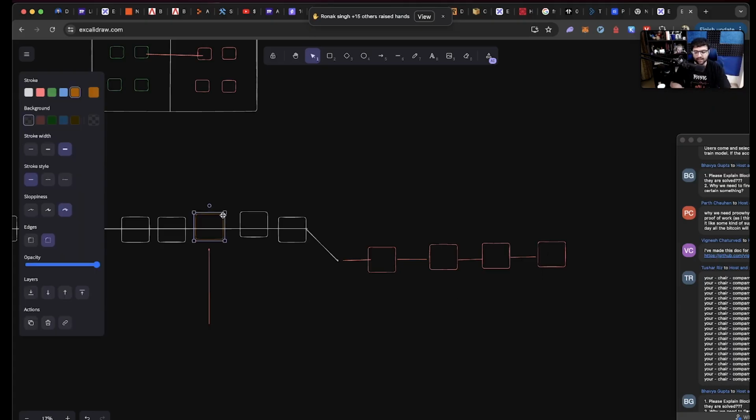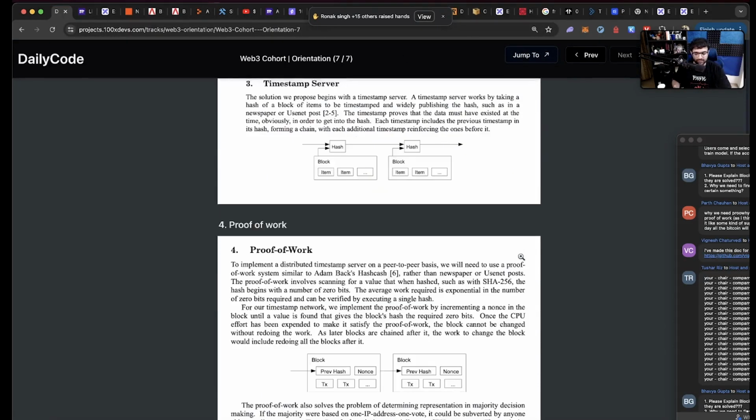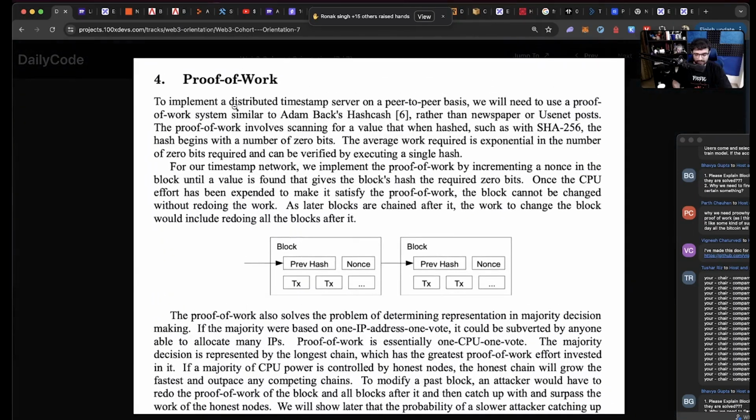You can go back in history, start to create more blocks, start to do work for all of them. But okay, let's go back to the white paper, and this also explains this. There is one section here. There's a proof of work section here.